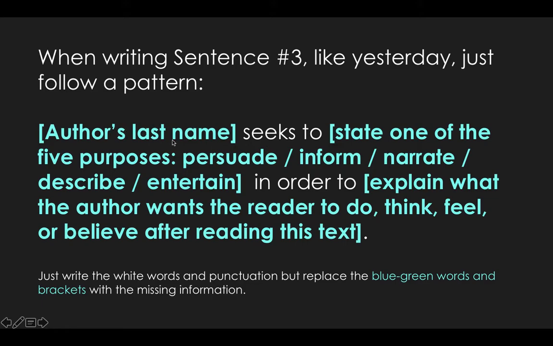So you're just going to take the author, plug in the name, and then write the word seeks to, and then state one of the things that they're doing. So you have to read the whole text. And remember, European unity, Marshall is persuading. And so we would use persuade when we're talking about that. We're going to use the example of the poem, The Negro Speaks of Rivers. We'll continue with that. And then you write in order to, and then you say in order to do what? So what are they trying to get us to do, think, feel, or believe? So you're just plugging in the information, replacing those blue-green words in the brackets with the missing information.